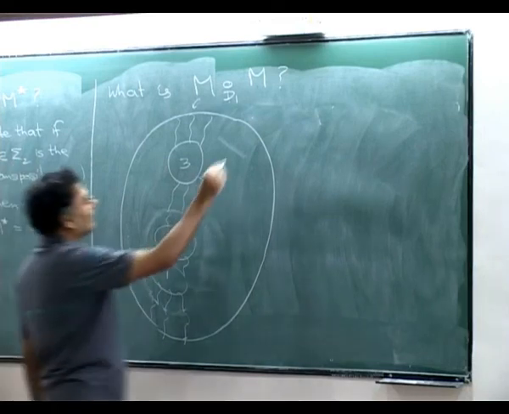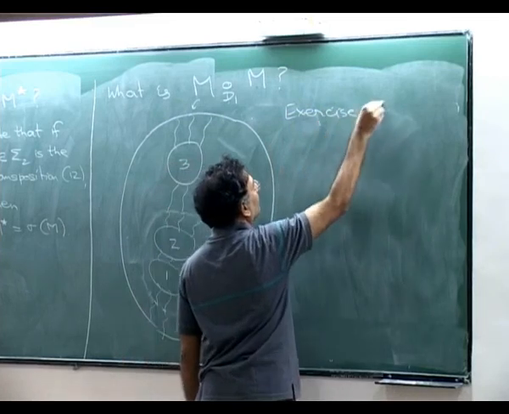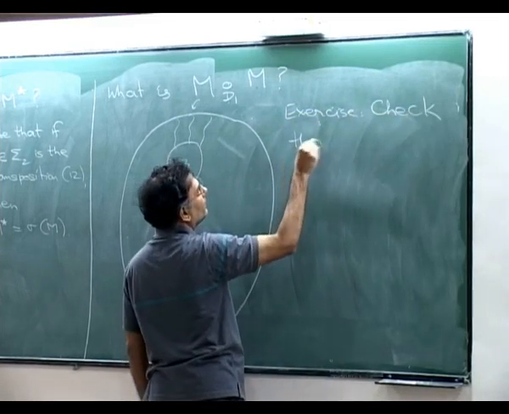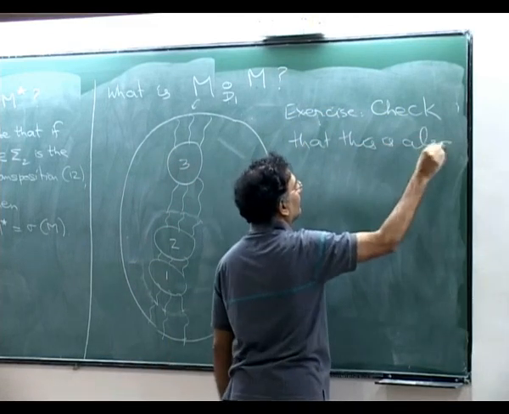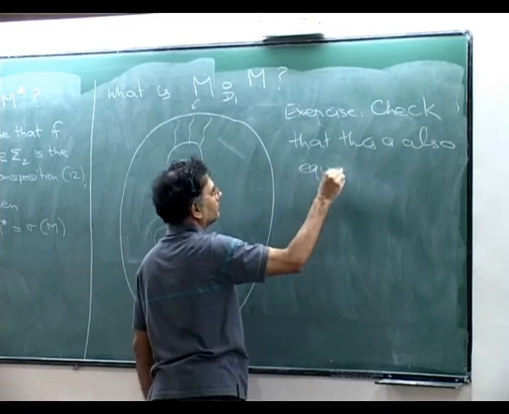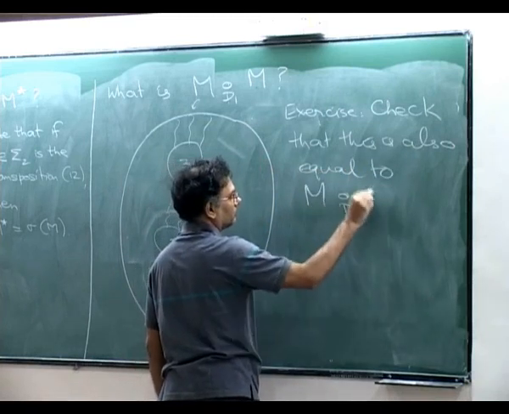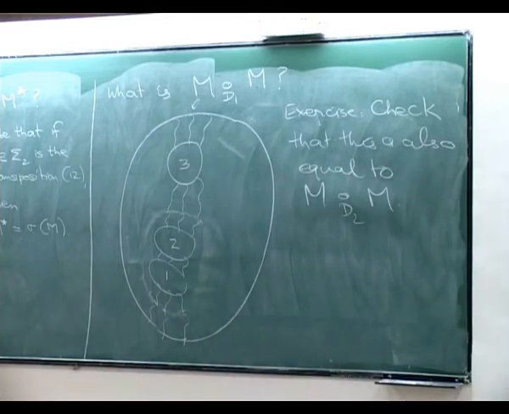Now as an exercise, check that this is also equal to M circle D. This is a very easy exercise. Okay, I'll stop here. We'll continue.